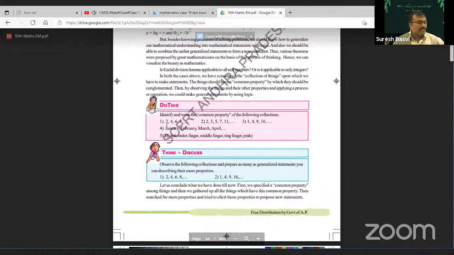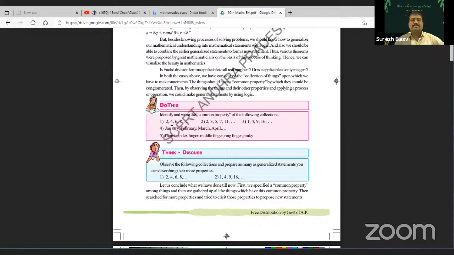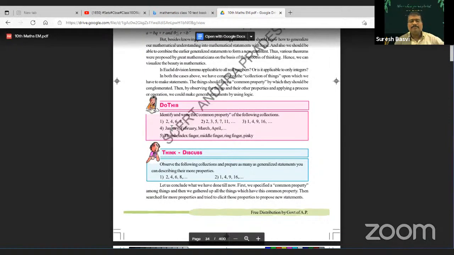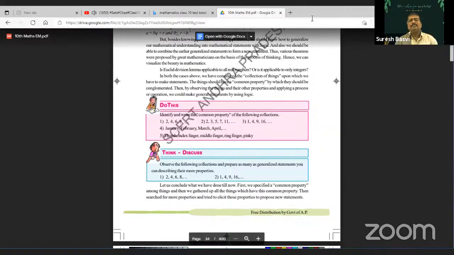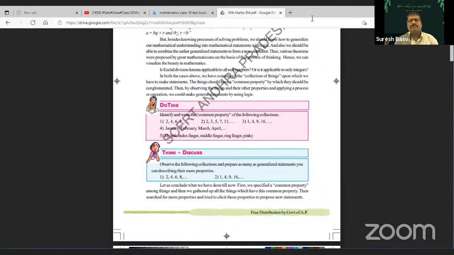So see this. What is the property in that? 2, 4, 6, 8: all these are nothing but even numbers. They are even numbers. Okay. And also in this, 2, 3, 5, 7, 11, this is the common property. Yes, even numbers, so the first answer I get. Next, the second answer is prime numbers.